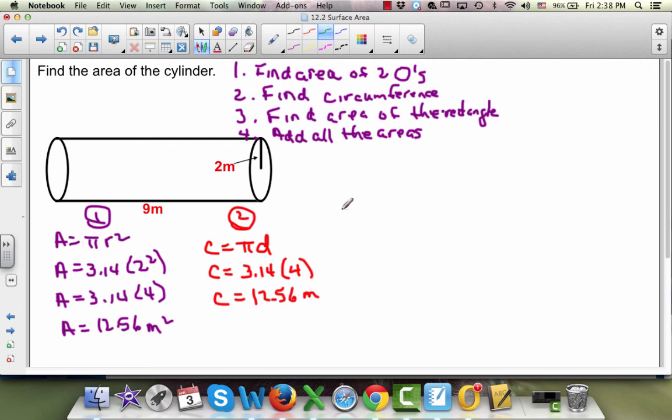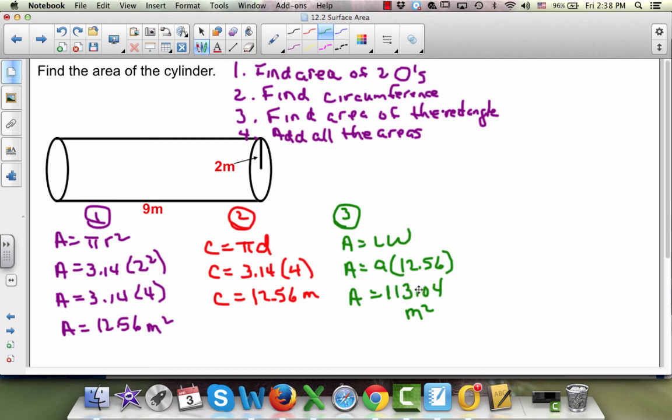Third step, find the area of the rectangle. We do that by multiplying the length times the width. Well, the length is 9. And the width is what we just found out right here, 12.56. So that gives us area equals 113.04. And that's area equals 113.04 meters squared.